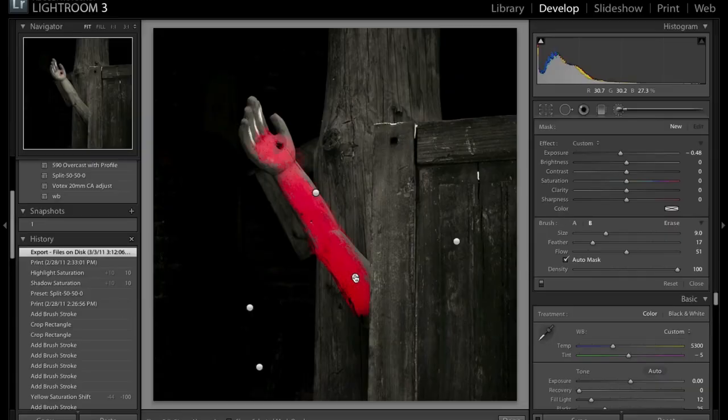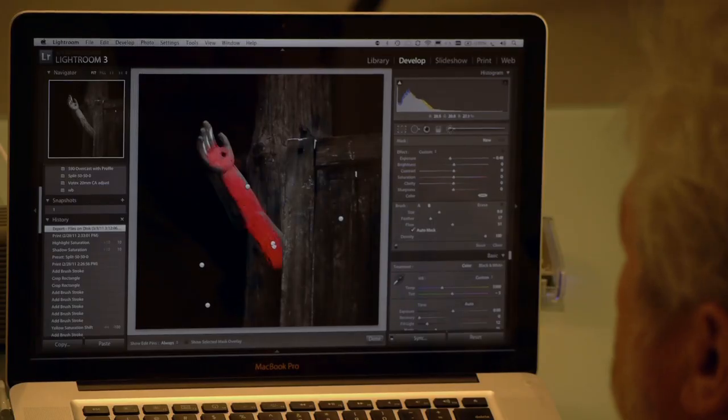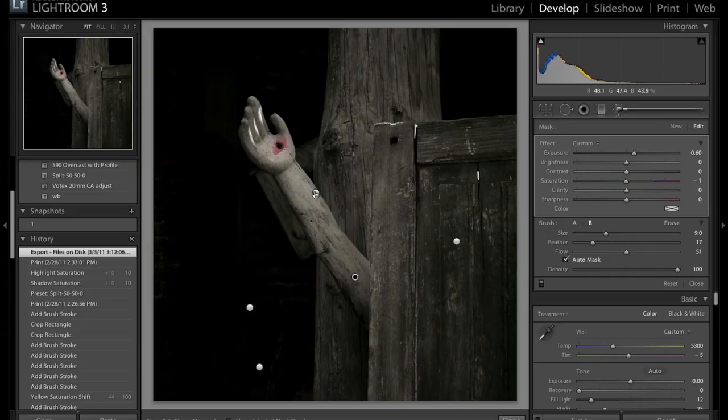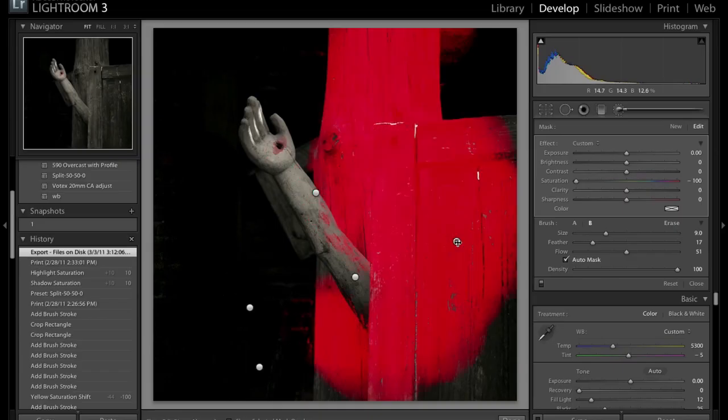Yeah. And if we now hover the mouse over, you'll see the areas that I brushed. What I did here was brighten this area. What did I do here? That was to desaturate it. What did I do here? This is the area that was covered.